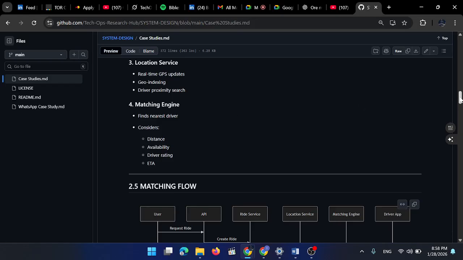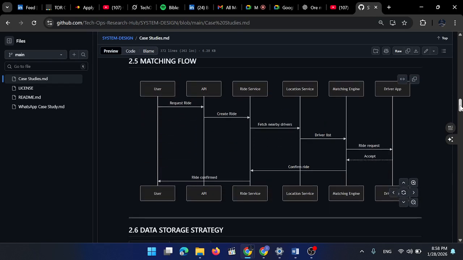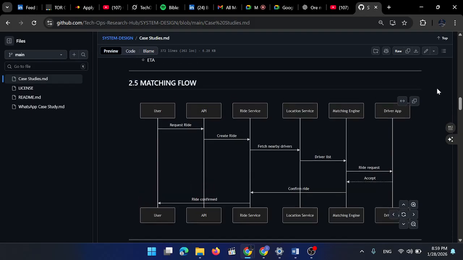Again, we have what we call matching flow. So when we're talking about matching flow, here we're trying to understand how the whole flow from the user to the driver application works, right? And what is the engineering around it, what is the system design around it? That is what I want us to look at from this layout that we already have.